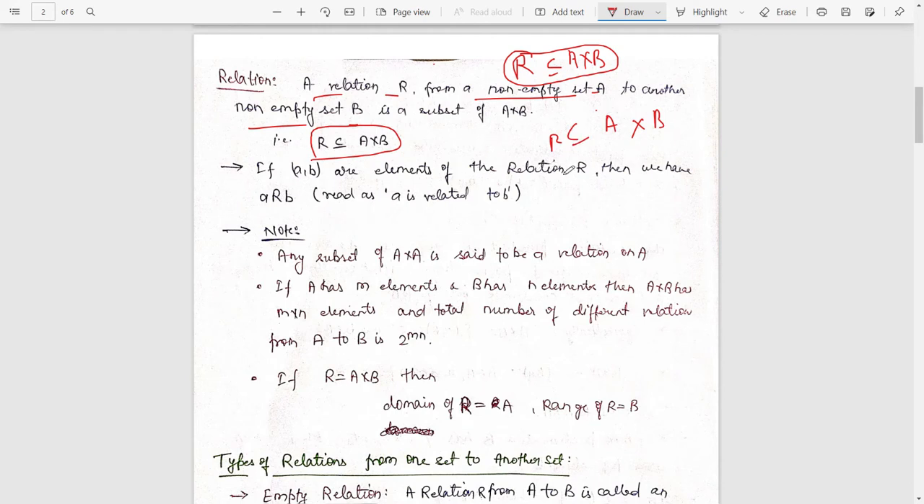Okay, so if (a, b) is an element of relation R, then we write a R b. Like, we just say that (a, b) belongs to set R. Obviously, R will have some elements of the Cartesian product, so they will be ordered pairs. We write a capital R b and we say that a is related to b. A is related to B.